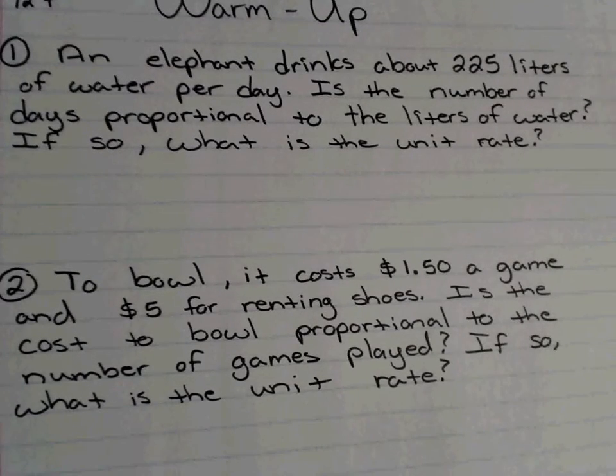So, is it proportional? Dylan? Yes, it is, okay. And what is the unit rate? Wait, no, hold on. 112.5 over 1. Not 112.5 over 1.